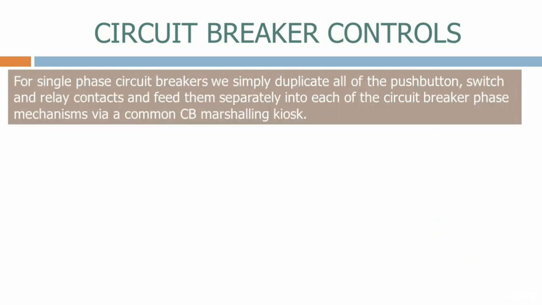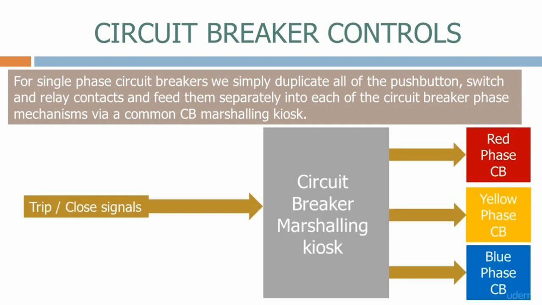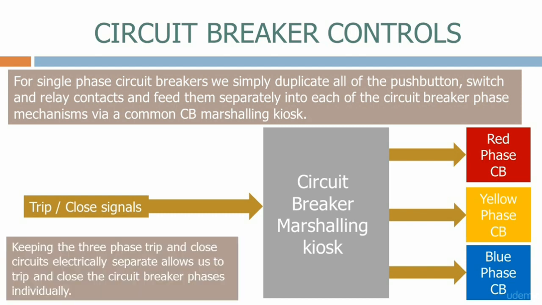For single-phase circuit breakers, we simply duplicate all of the push-button, switch, and relay contacts and feed them separately into each of the circuit breaker phase mechanisms via a common circuit breaker marshalling kiosk. Keeping the three-phase trip and close circuits electrically separate allows us to trip and close the circuit breaker phases individually.